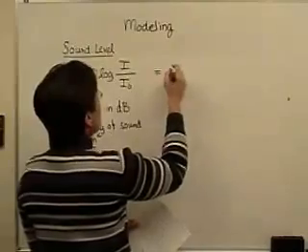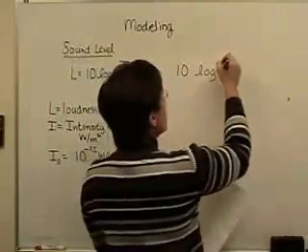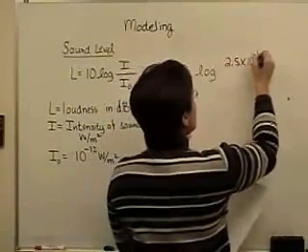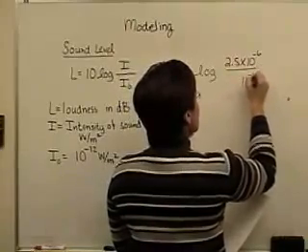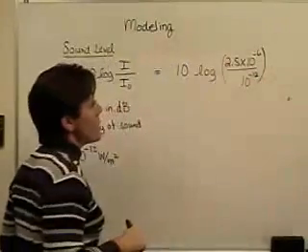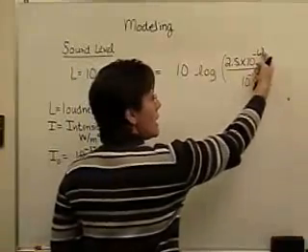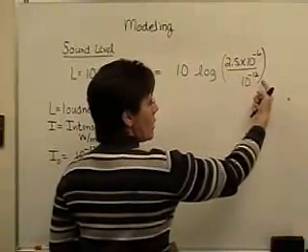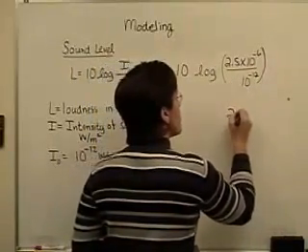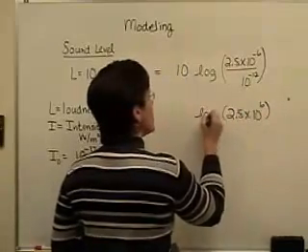So L is going to be found by taking 10 times the log of I in this problem, which is 2.5 times 10 to the negative 6th, and I'm going to divide that by 10 to the negative 12th. I'm going to put that in parentheses. I can simplify that without a calculator because I know that when I have like bases, I can subtract these exponents. And a negative 6 minus a negative 12 means that I should add 12 to the negative 6. So I'll get 2.5 times 10 to the positive 6th here in scientific notation.